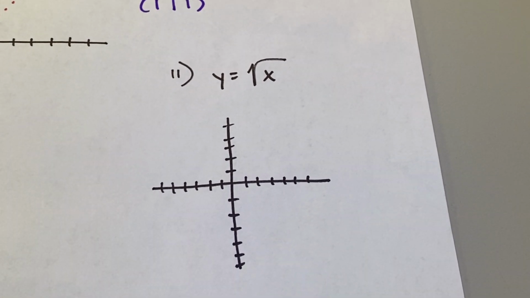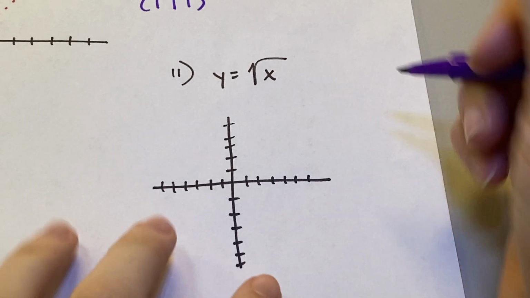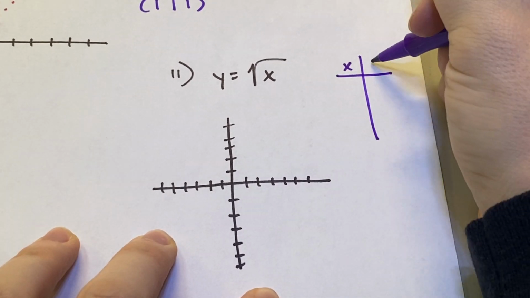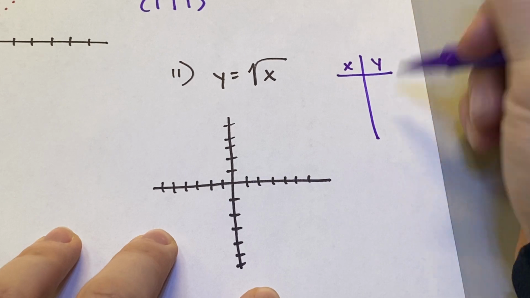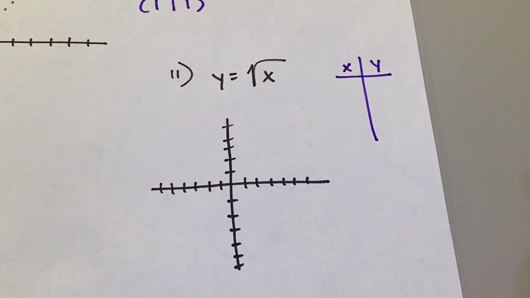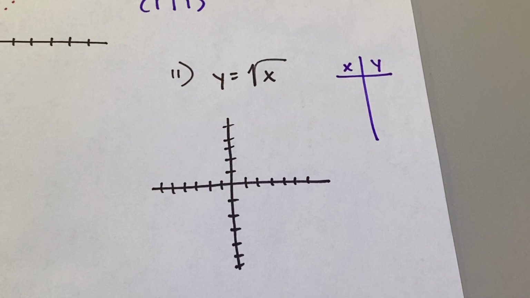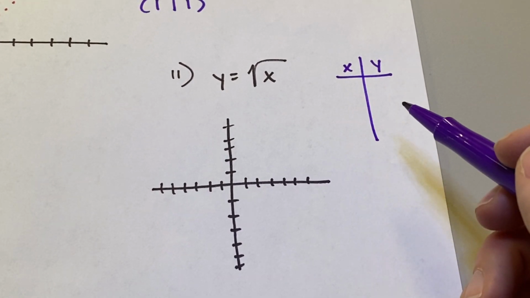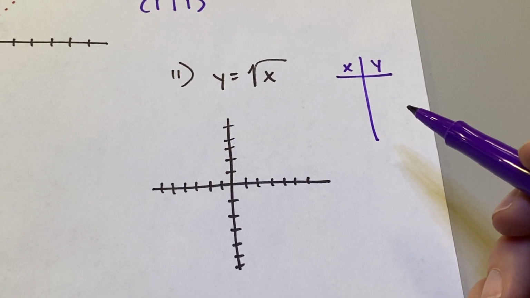Okay, so here's what we were doing, you guys. Remember when we graphed these parent functions, we found the points, started with a little table, chose numbers to plug in for x, and then when we plugged it in, what did we get out for y? Well, here's the tricky thing with this guy. I want to choose numbers that are actually perfect squares that I could square root.